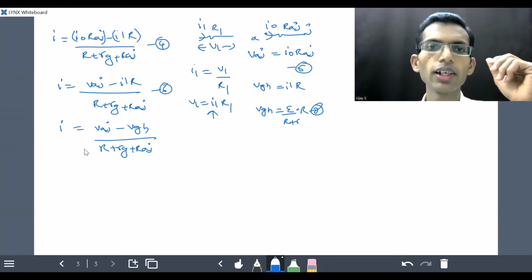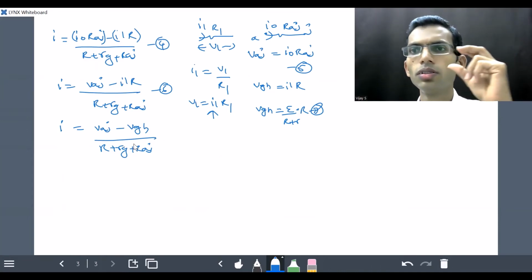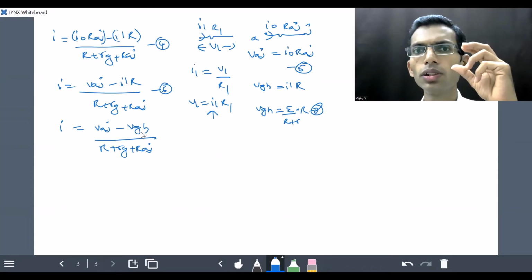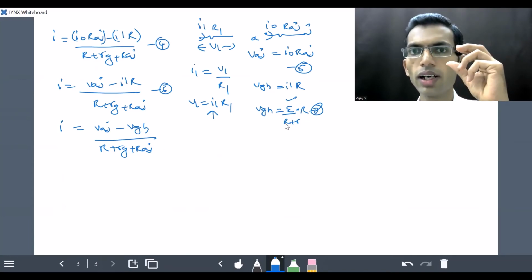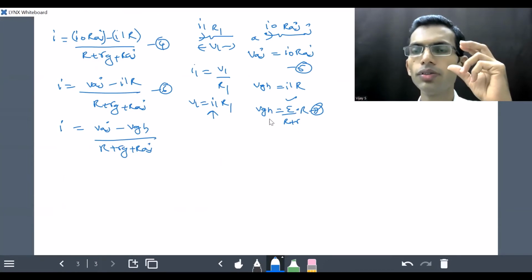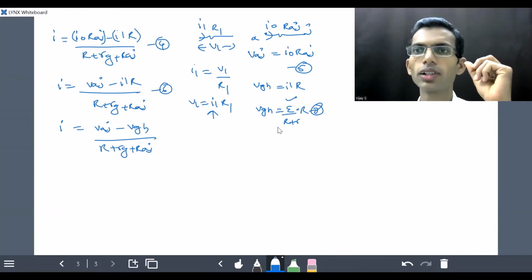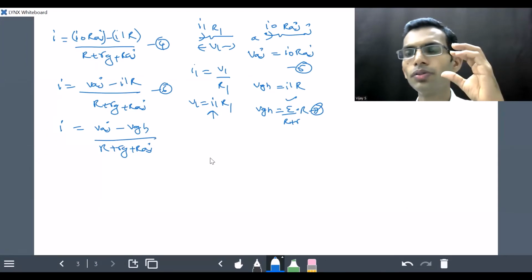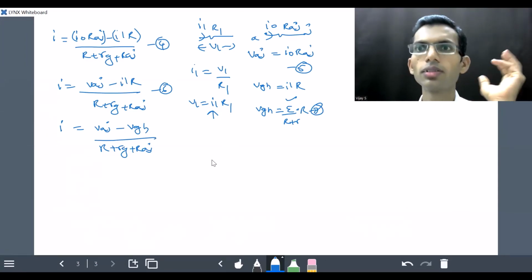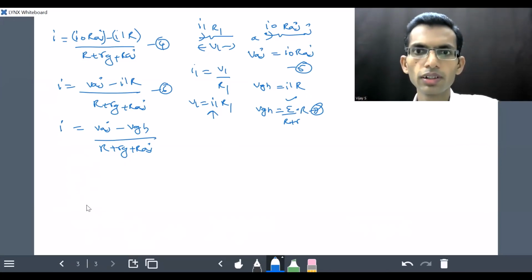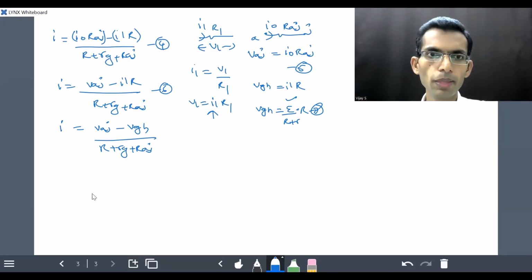Clear? Now here VGH is going to be constant, you can see, because E is constant, and the resistances R and R are going to be constant. So VGH is going to be constant. Before going to the experimental procedure, let me make certain things clear. So for that, let me draw the circuit diagram again.